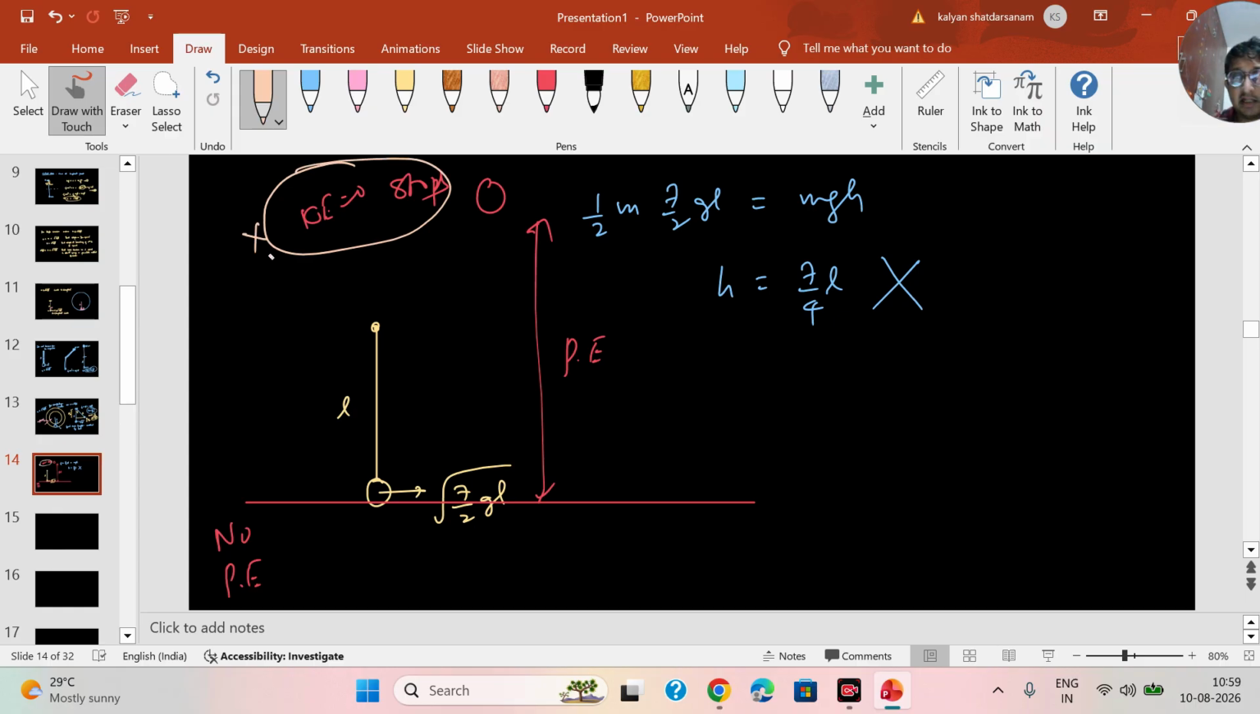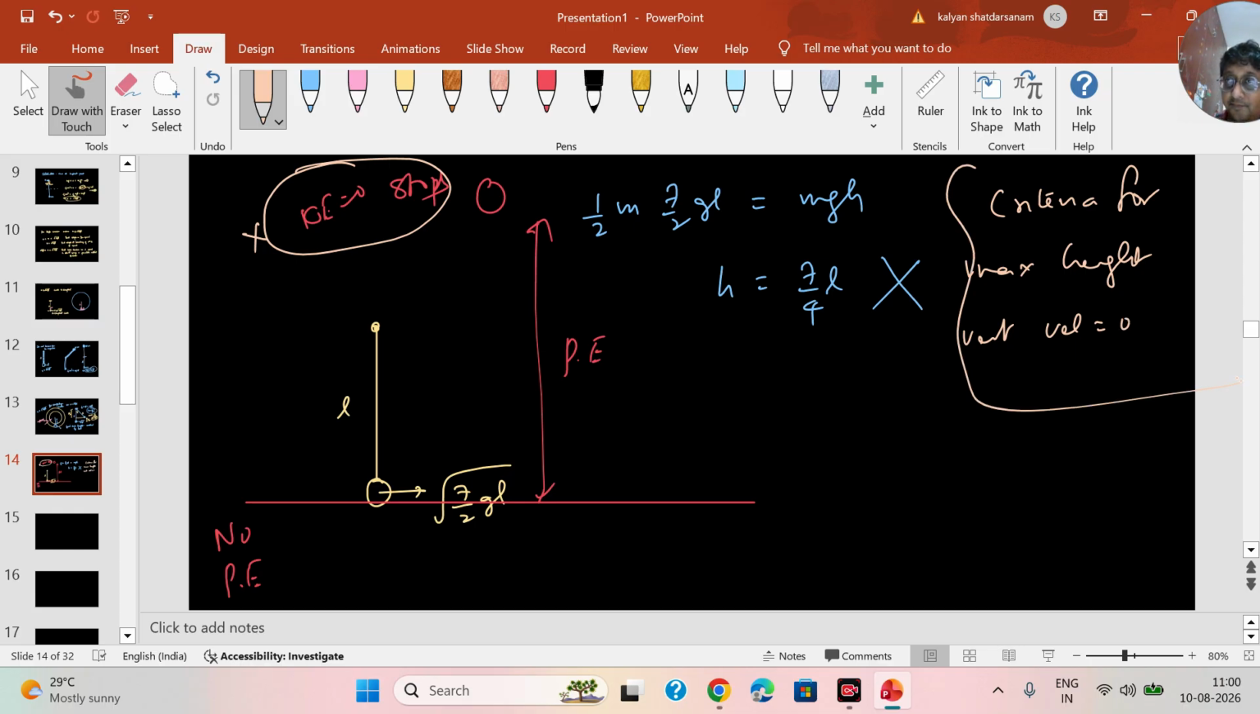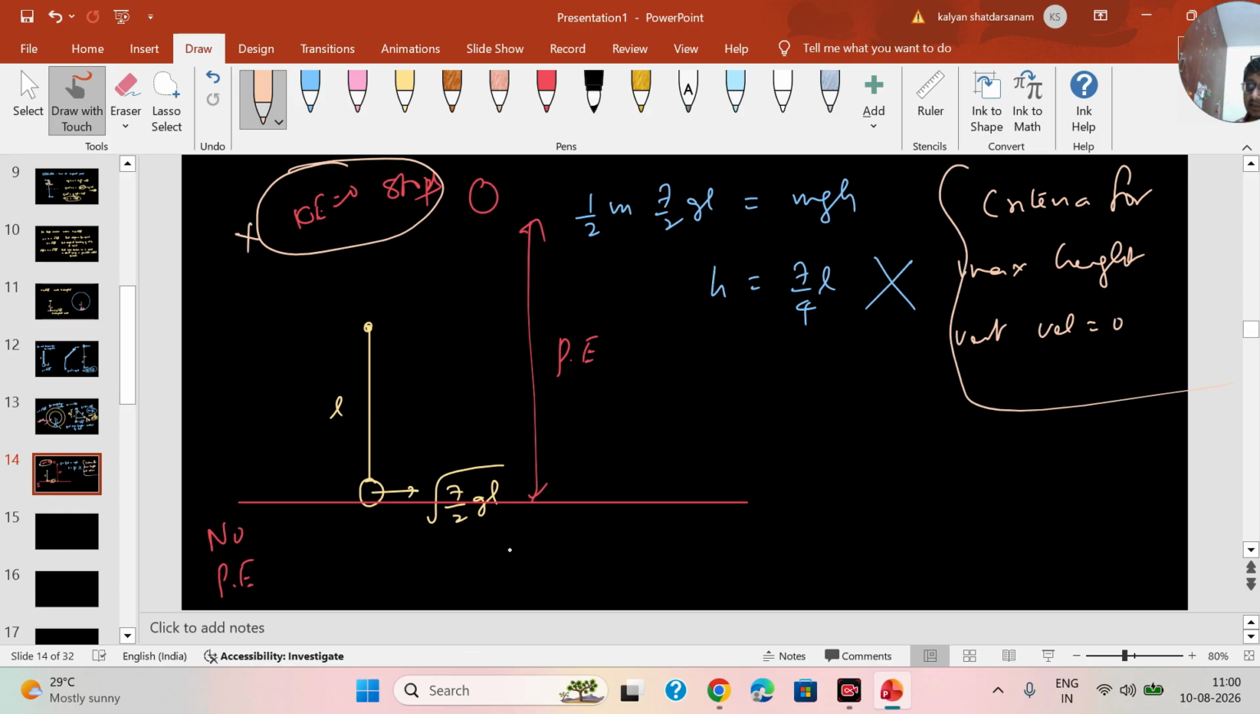Best example is projectile. At the highest point, maximum height, is it stopping? No. It has horizontal velocity. So the criterion for maximum height is not kinetic energy 0. Vertical velocity is 0. This is the concept. Of course, if it stops also vertical velocity is 0, but it need not stop. It could be moving horizontally. And that's the problem here. Now, why doesn't this work in this case? Because if you look at our initial velocity, root 7 by 2 gl, it lies between root 2gl and root 5gl.